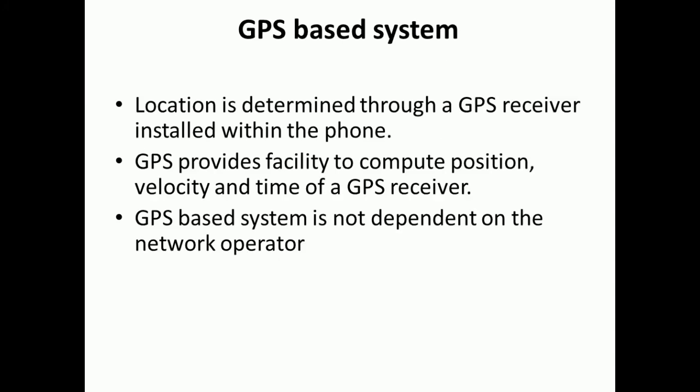Then GPS based system. Location is determined through a GPS receiver installed within the phone. GPS provides the facility to compute position, velocity and time of a GPS receiver. GPS based system is not dependent on the network operator.